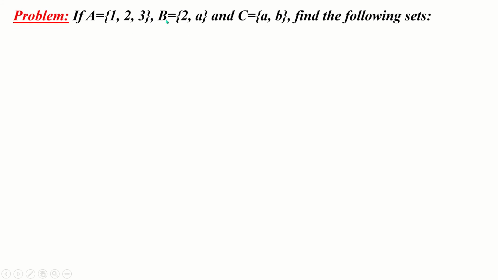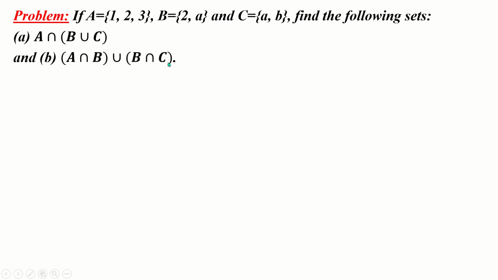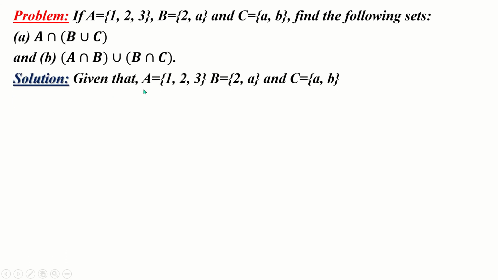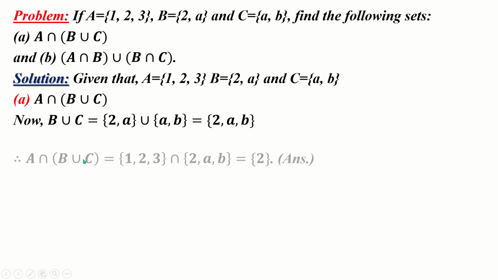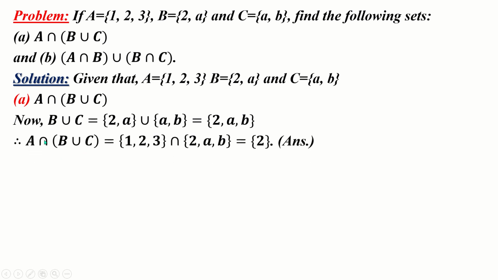Problem. If A is equal to this, B equal to this and C equal to this, find the following sets: A intersection B union C, and A intersection B union B intersection C. Solution. A is equal to this, B equal to this and C equal to this. A intersection B union C. At first we have to find B union C, that is B union C equals this. Therefore A intersection B union C, A means 1 2 3 and B union C means this. So this intersection this we will get only 2. This is the required answer.